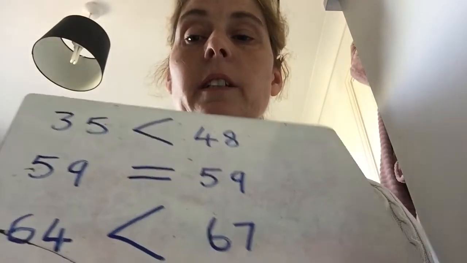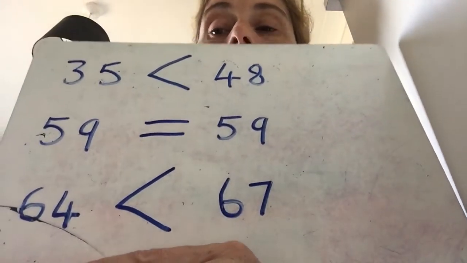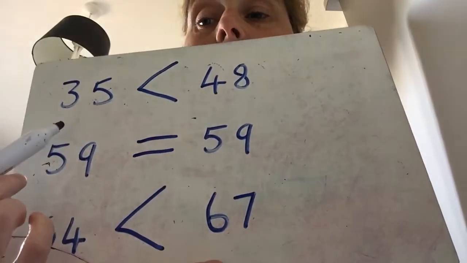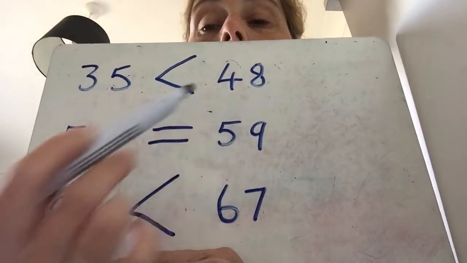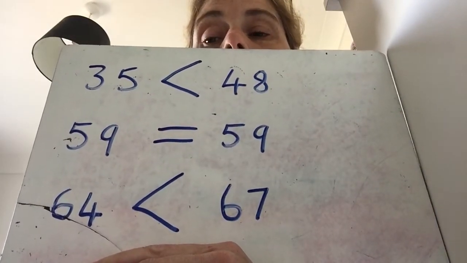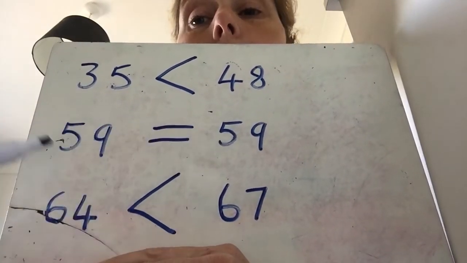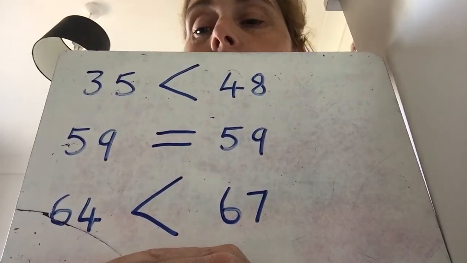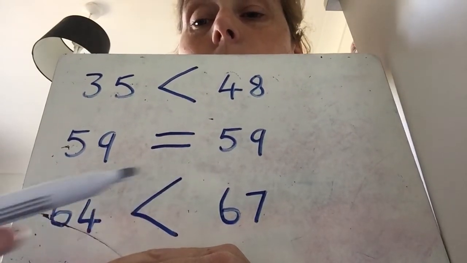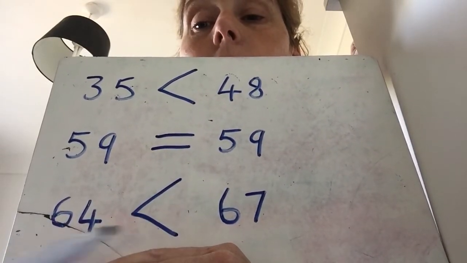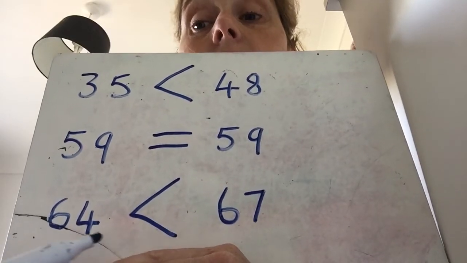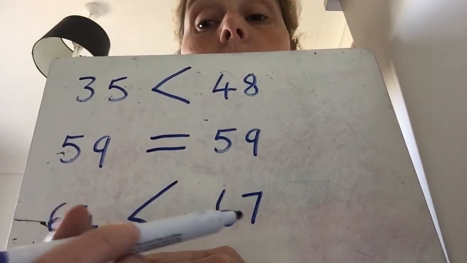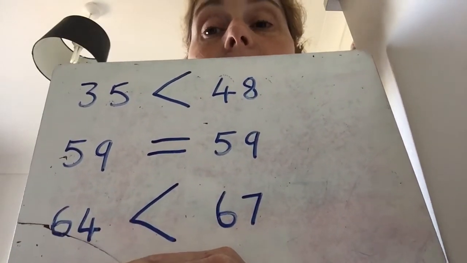There we go. Can you see what Mrs. Dumont has done? So here you can see the crocodile is eating the bigger number because this one's only got 3 tens and this one's got 4 tens. Okay, this second one, the numbers are the same, they're equal. So we put the equal sign in. And then if we look at this last one, they've both got 6 tens, haven't they? So then I needed to look at the ones. This one's got 4 and this one's got 7. So this one is larger. So the crocodile is eating it.